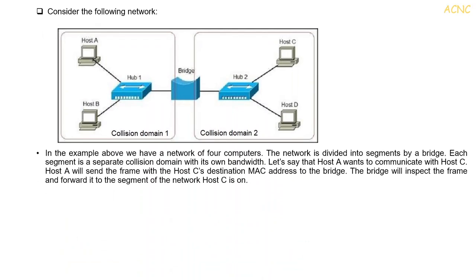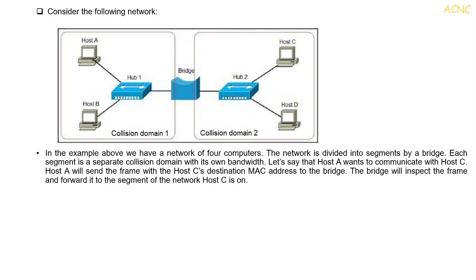Consider the following network. You can see here the network has two different hubs, hub 1 and hub 2. Hub 1 is connected with the host A and host B computers, and hub 2 is connected with the host C and host D computers. Hub 2 has collision domain 2, and hub 1 has domain 1, and in between you can see the bridge device is connected. So in the example above, we have a network of 4 computers.